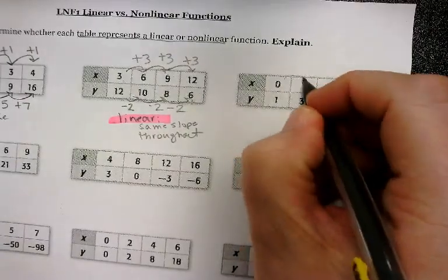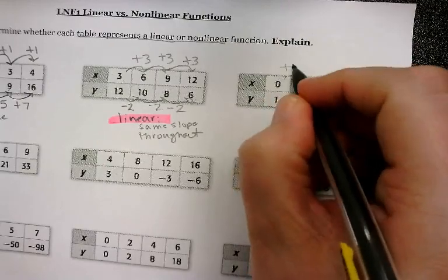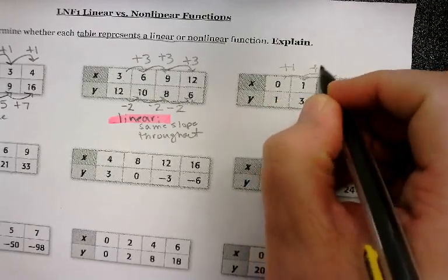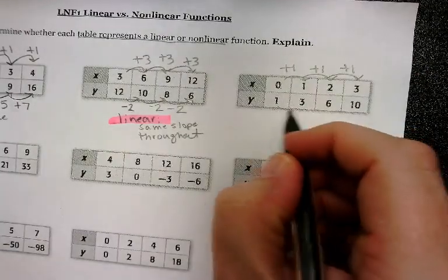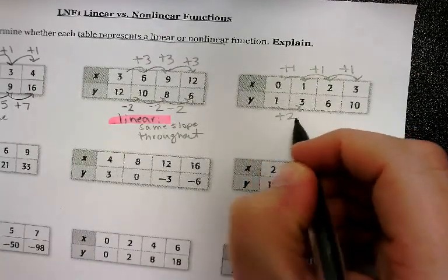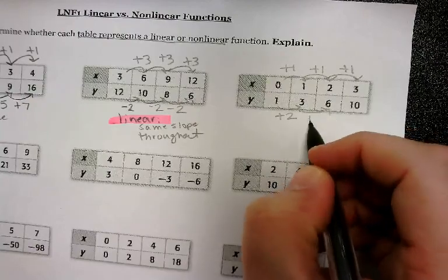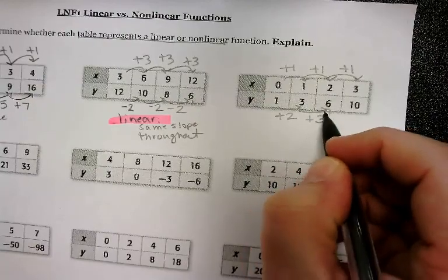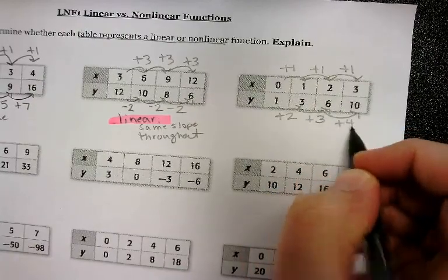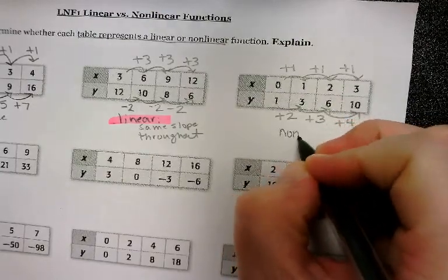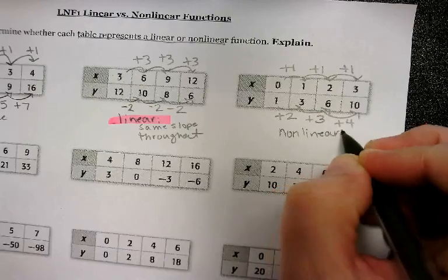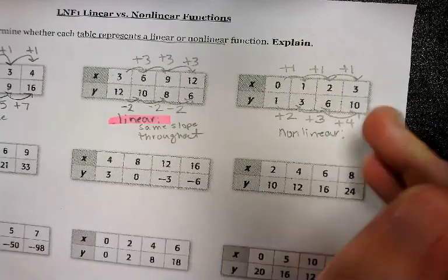0 to 1 plus 1, 1 to 2 plus 1, 2 to 3 plus 1. 1 to 3 is a plus 2, 3 to 6 is a plus 3, and 6 to 10 is a plus 4. These are increasing by the same, these are not, so it is non-linear. Not the same slope.